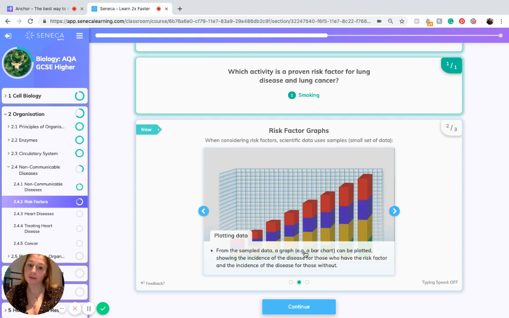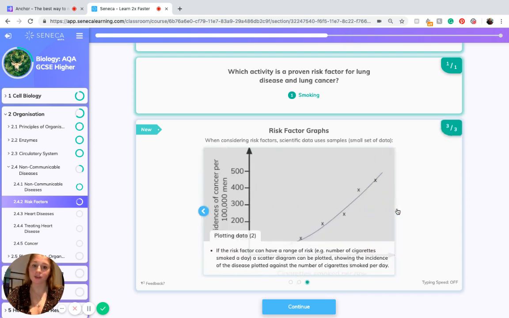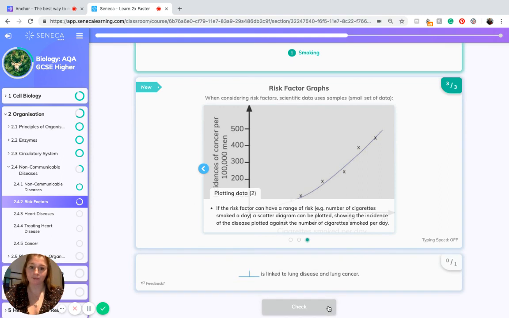Then from the sample data, a graph, such as a bar chart, can be plotted, showing the incidence of the disease for those who have the risk factor, and the incidence of the disease for those without. If the risk factor can have a range of risk, e.g. number of cigarettes versus just do they or don't they smoke, a scatter diagram can be plotted, showing the incidence of the disease plotted against the number of cigarettes smoked per day.